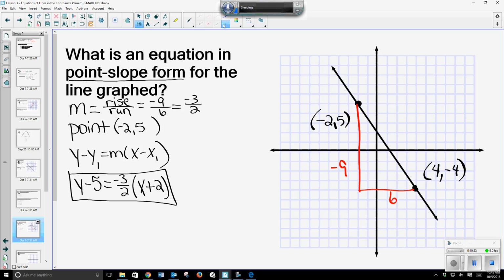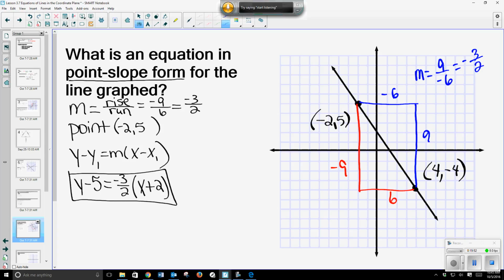So you might ask, what if I go from this point to this point and do this? So from here, remember it's rise over run, this would be 9. But I'm running in the negative direction, which is -6. Well, if I say rise over run is 9 over -6, that still reduces to -3/2. Same answer.